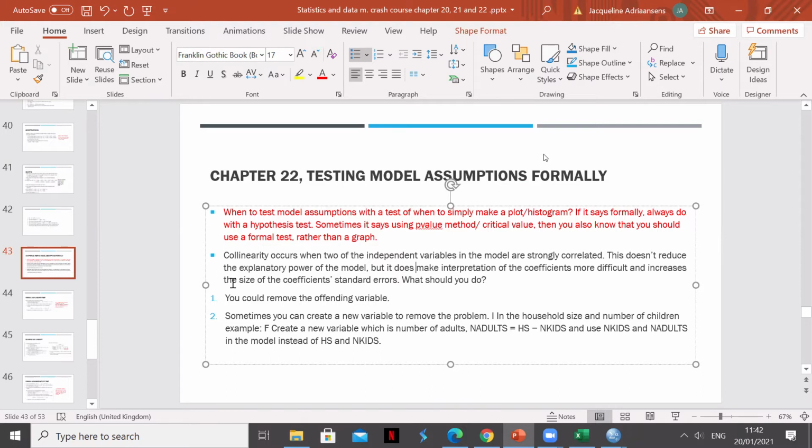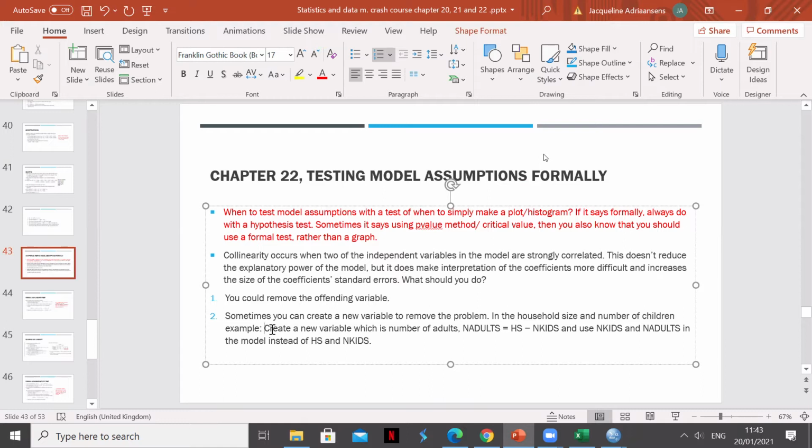What could you do? You could remove the offending variable. So for example, remove the number of kids. But you probably don't want that, because you want the information on the children. And sometimes you can create a new variable to remove the problem. In the household example, the household size and the number of children, you can create a new variable, which is the number of adults. So that's the household size minus the number of kids, of course.